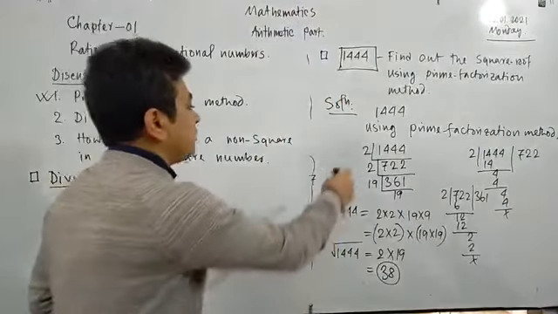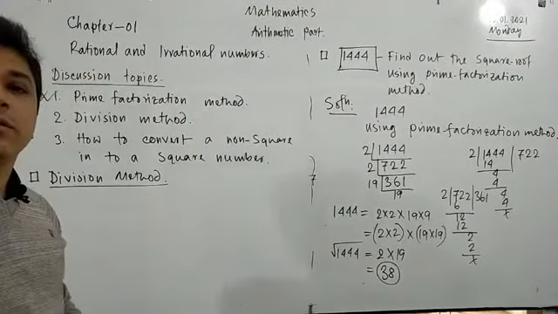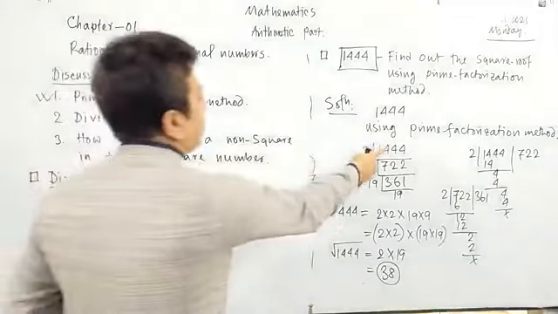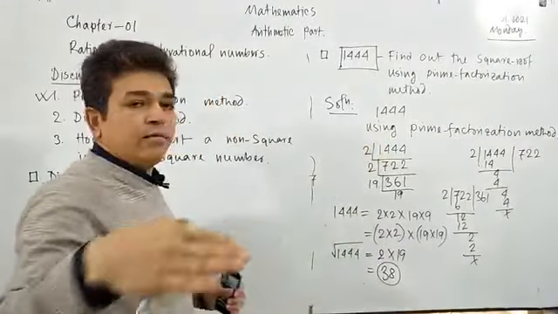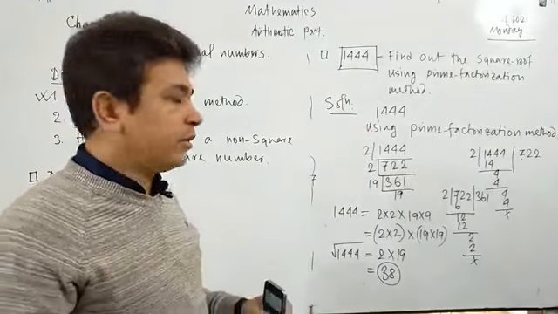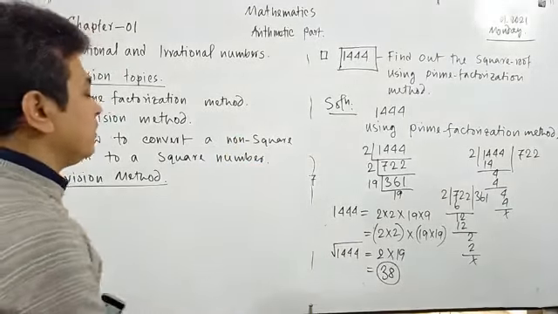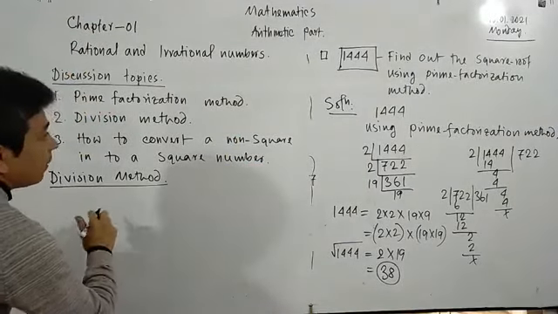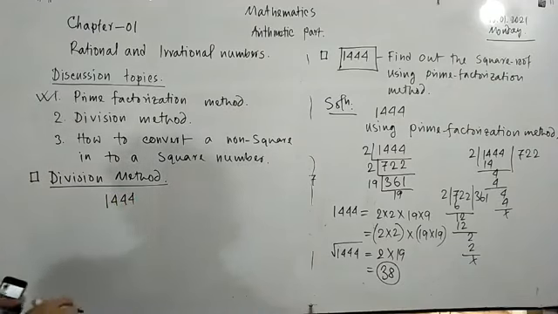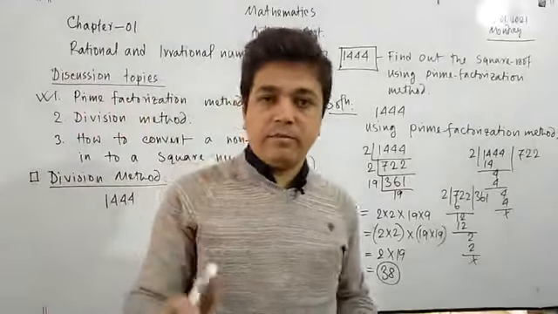So let's see this same problem. The same problem we can solve using the division method. Look at how we are solving. Here is 1444. We can solve this problem, and the result will be the same. So look at this number we have taken, 1444.